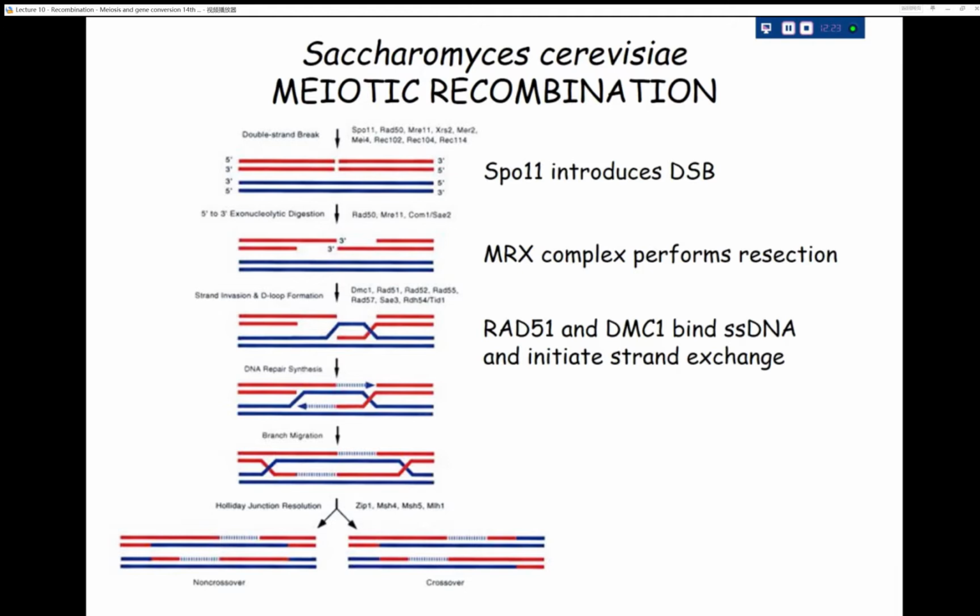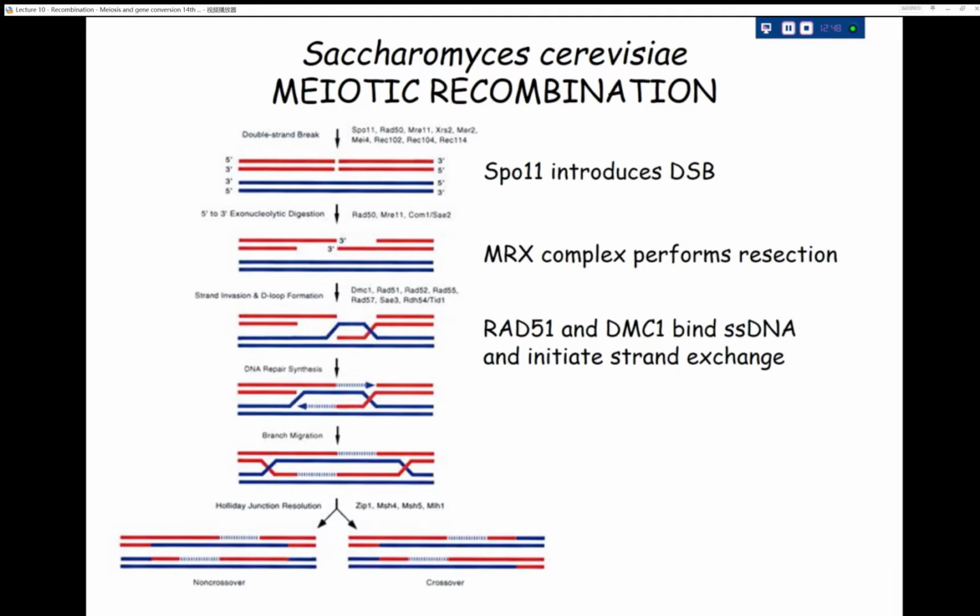In yeast, it's this MRX complex, which just stands for MRE11, RAD50, and instead of the protein in yeast called XRS2, in mammalian cells it's called NBS1. So that's the only difference. It's just a difference in the name. These proteins are homologous to the proteins in mammalian cells.